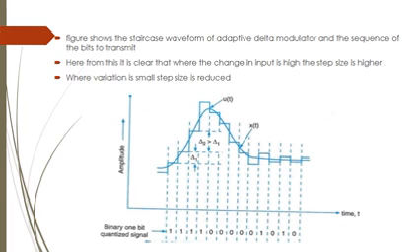The figure shows the staircase waveform of the adaptive delta modulator and the sequence of bits transmitted. The signal x(t) is the original signal that is to be transmitted, and u(t) is the approximate staircase output. From the figure, it is clear that where the change in the input is high, the step size is higher, and where the variation is small, the step size is reduced.